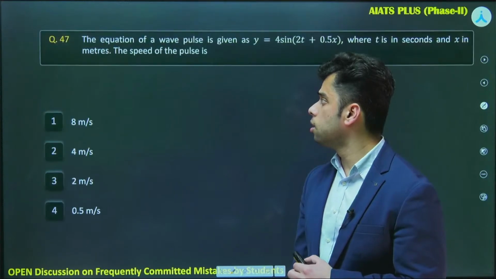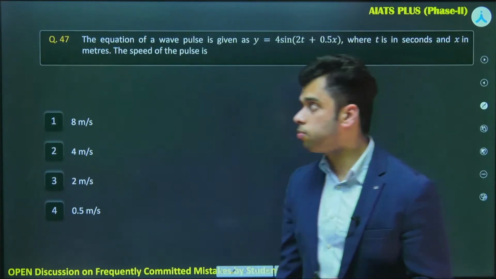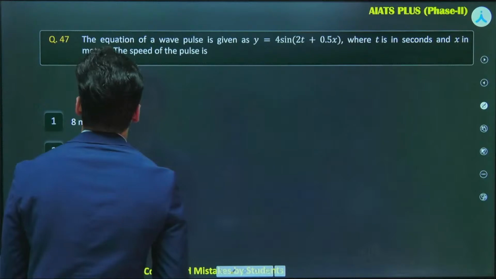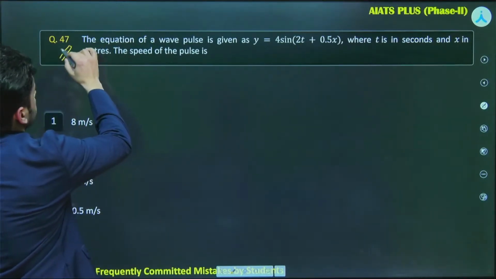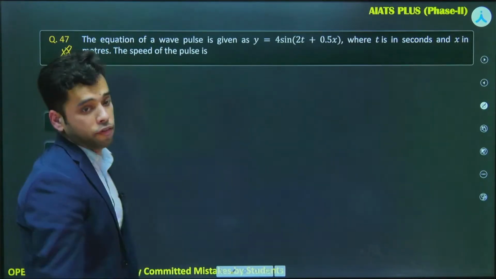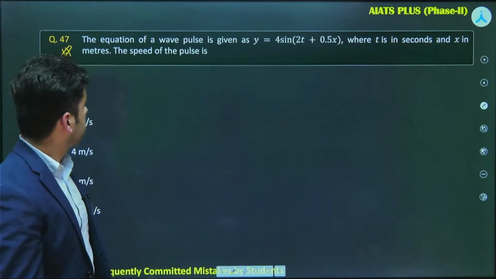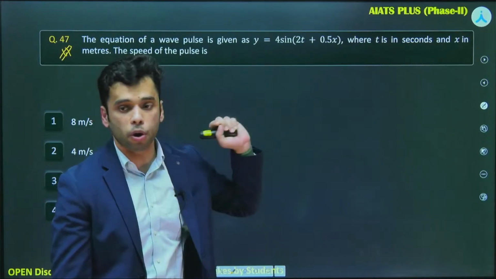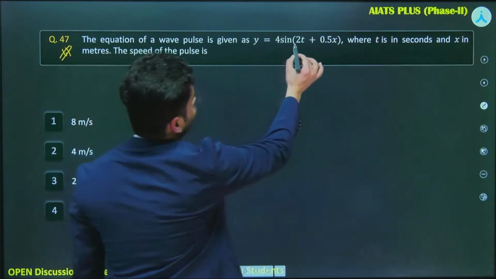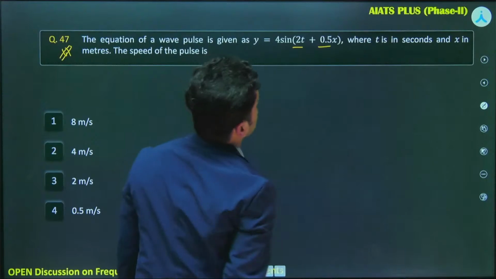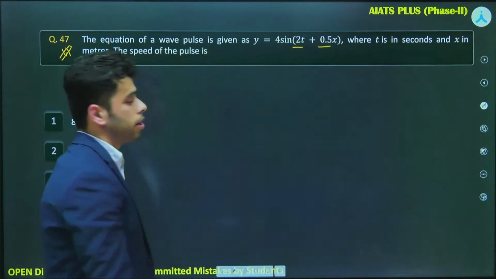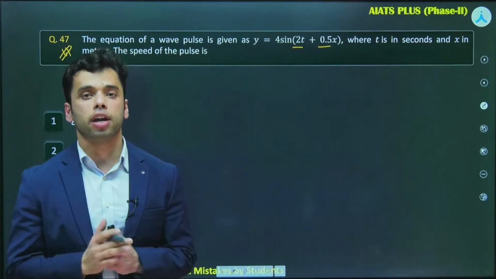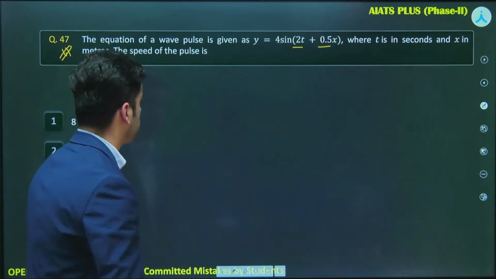And the next problem, right in front of you, problem 47 of the original paper, is based on the chapter of waves. It says that the equation of a wave pulse is given as y equal to 4 sine (2t plus 0.5x), where t is in second and x is in meter. The speed of the pulse is what we are required to find. We need to find the speed of the pulse.